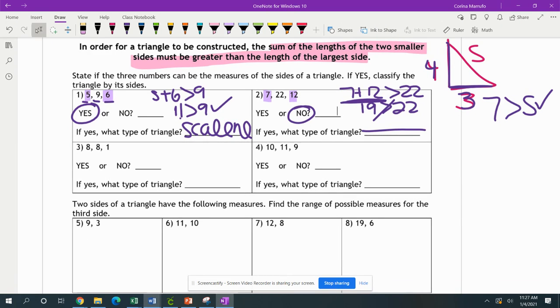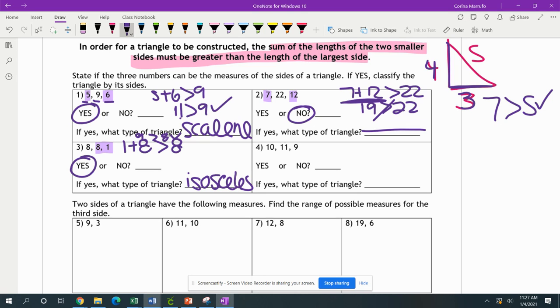Okay, this next one, 8, 8, and 1. So this is going to be considered an isosceles triangle, if it does make a triangle. So you have two legs that are the same, so you just need to add one of them. It doesn't matter which one. So 1 plus 8, is this greater than 8? 1 plus 8 gives you 9, so 9 is greater than 8, so yes, this will make a triangle. What type? An isosceles.